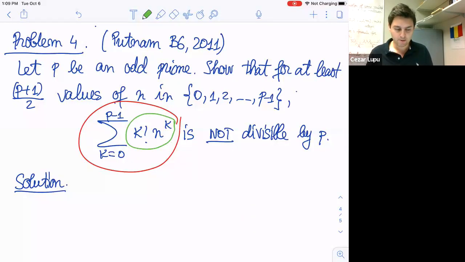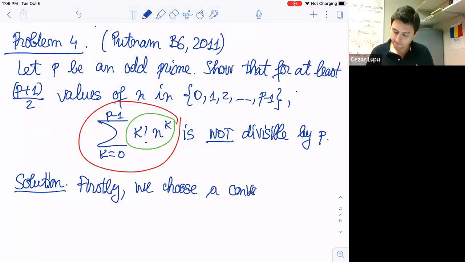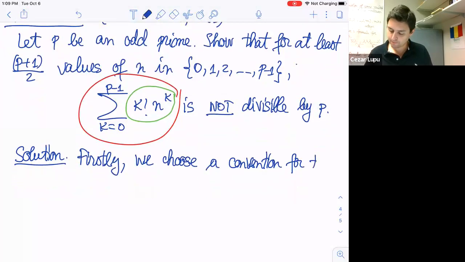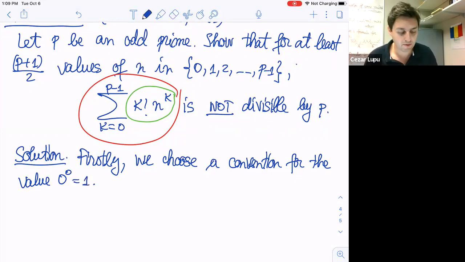So I would like to make a convention. So first of all, we choose a convention. And what we're going to do is the following. For the value of 0 over 0, which you know is indeterminate, I will take it to be equal to 1. Right, so I'm going to choose this convention.